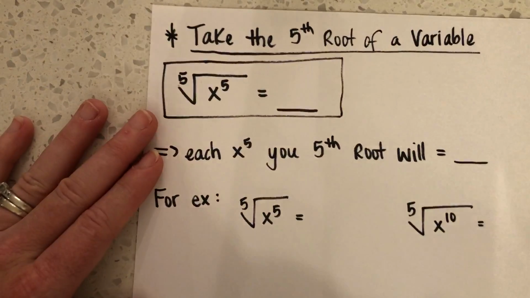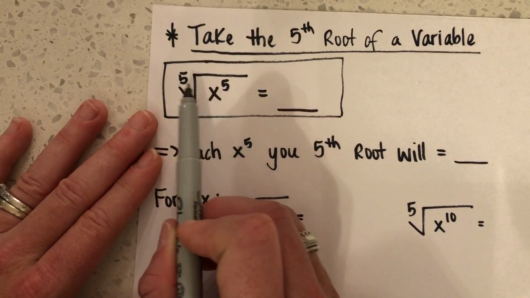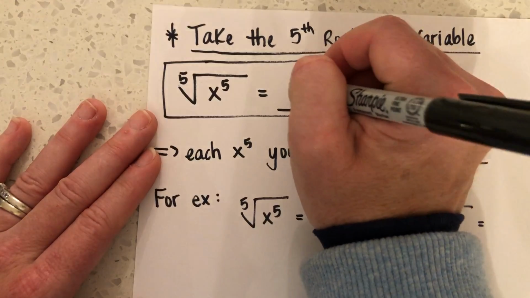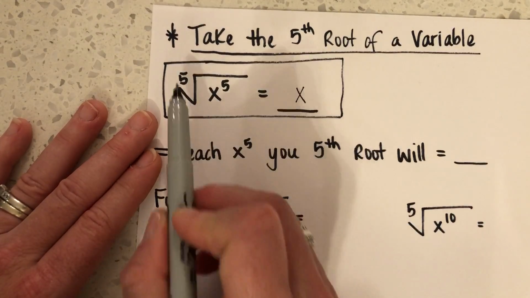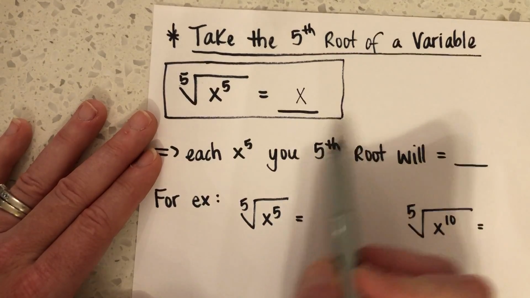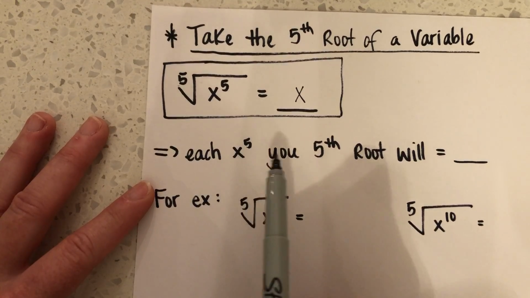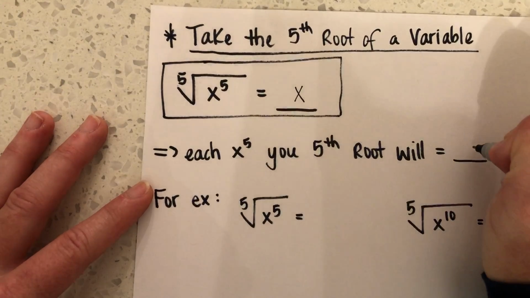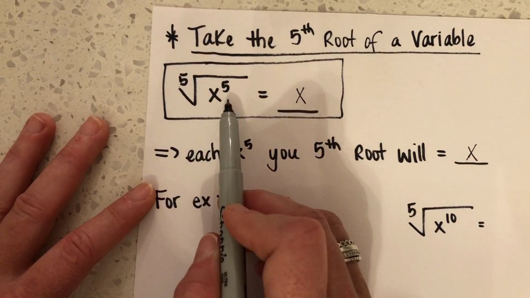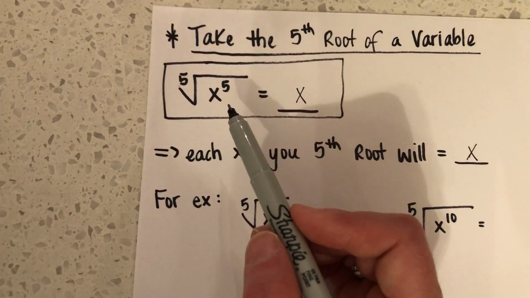All right, well, let's take the 5th root of a variable. Okay, well, the key is going to be that if you take the 5th root of x to the 5th, this 5th root and this power of 5 cancel each other out, and you're just left with x. What can you times by itself 5 times to get you x to the 5th? It's x. X times x times x times x times x is x to the 5th, right? All right, so that means that for each x to the 5th, you 5th root, it will equal an x. So that's going to be your key to taking the 5th root of a variable and exponent, is that you can take the 5th root of every x to the 5th that you can rewrite.